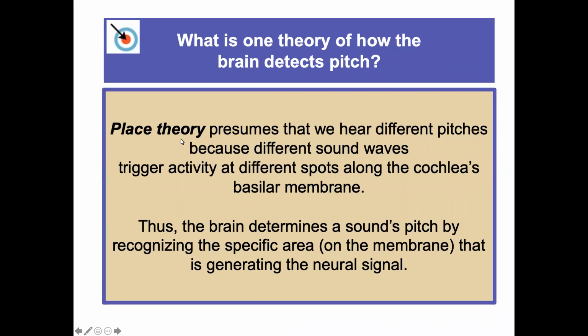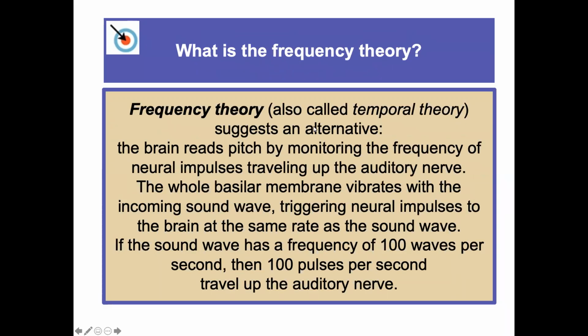What is one theory of how the brain detects pitch? Well, place theory is one, and we're going to talk about another one on the next slide. It presumes that we hear different pitches because different sound waves trigger activity at different spots along the cochlea's basilar membrane. Thus, the brain determines a sound's pitch by recognizing the specific area on the membrane that is generating the neural signal.